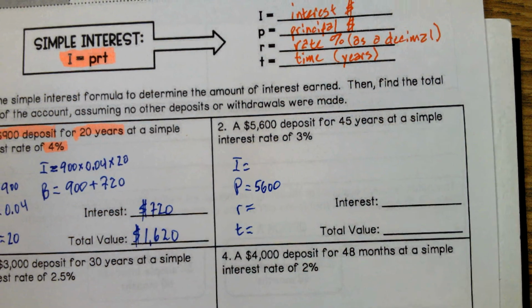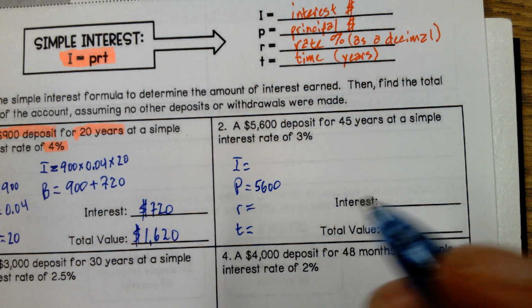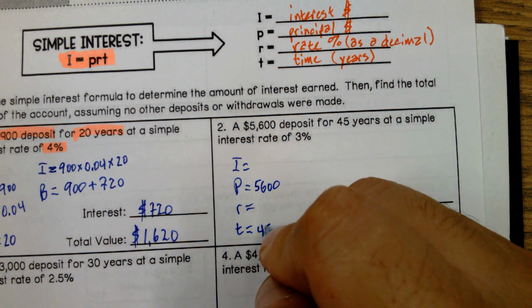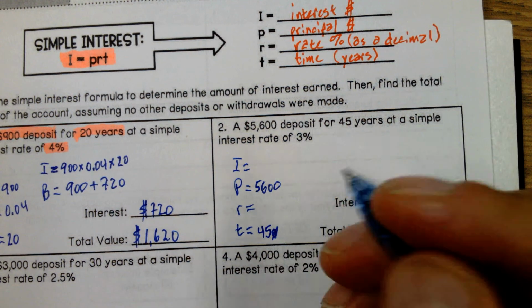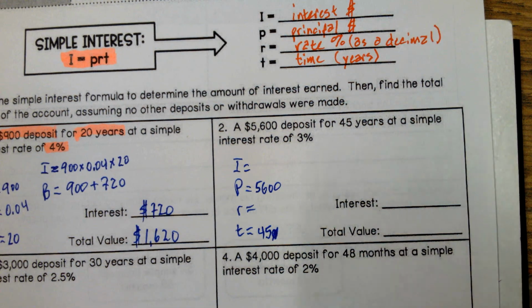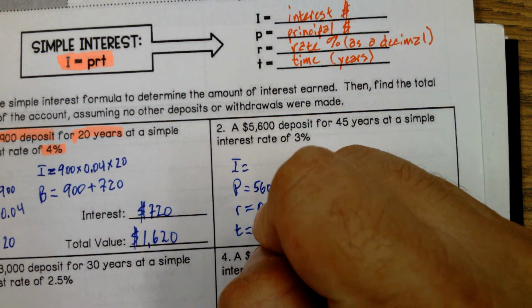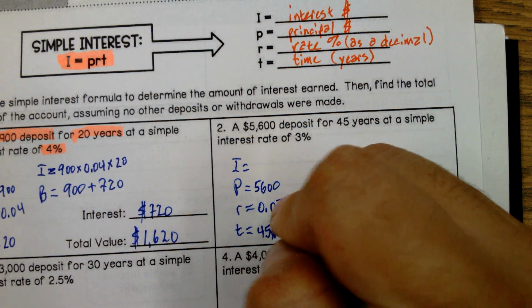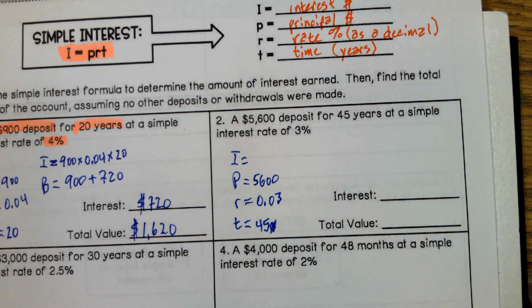Okay. And then we have 45 years. Not 450 years. How about 3%? And that would be 0.03, if we want that as a decimal. All right. So let's figure out our interest.